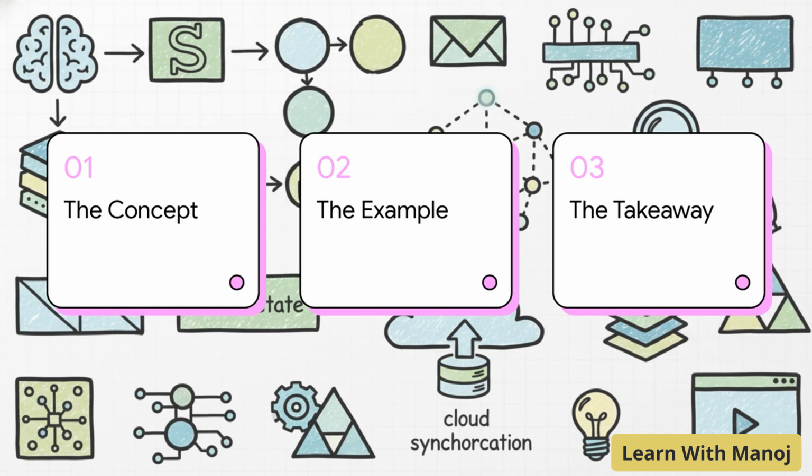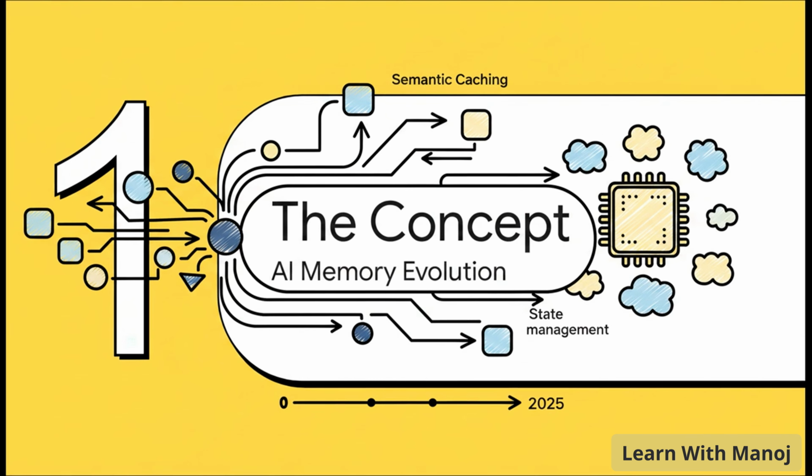To keep things really manageable, we're going to break today's lesson down into 3 clear chapters: the concept, the example, and the takeaway. Chapter 1, the concept. Let's look at AI memory evolution.